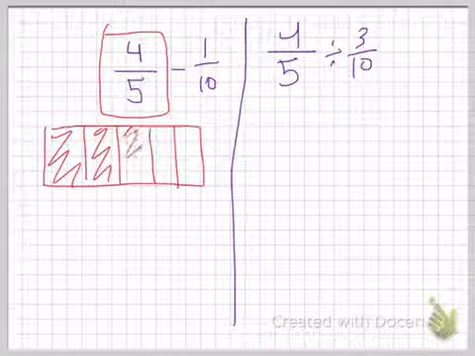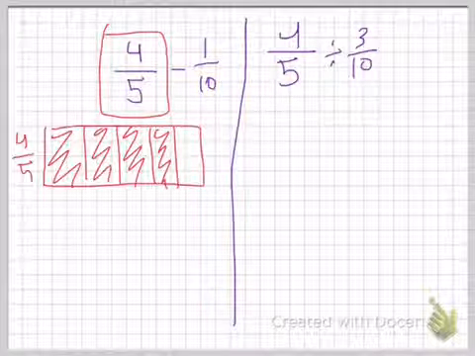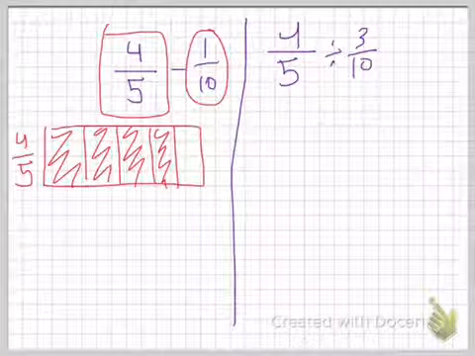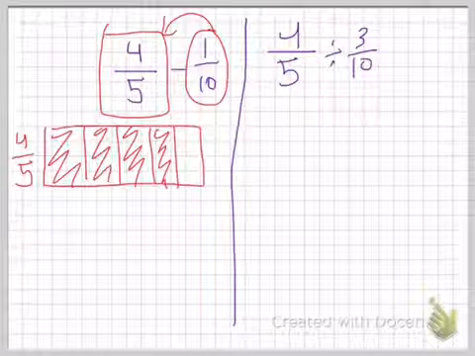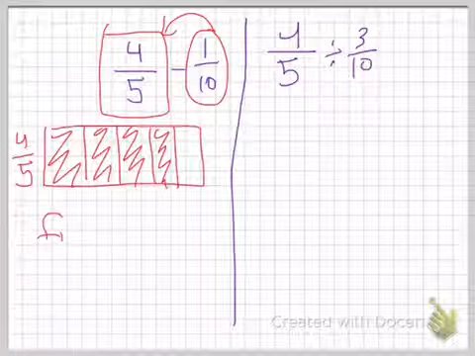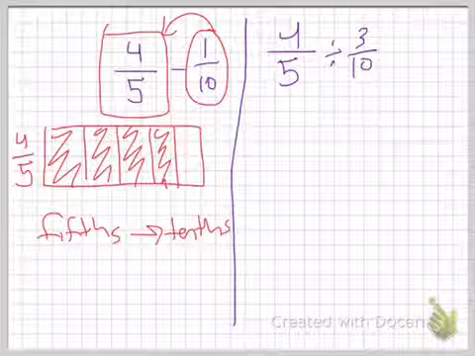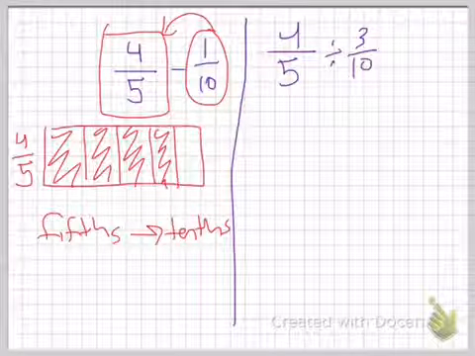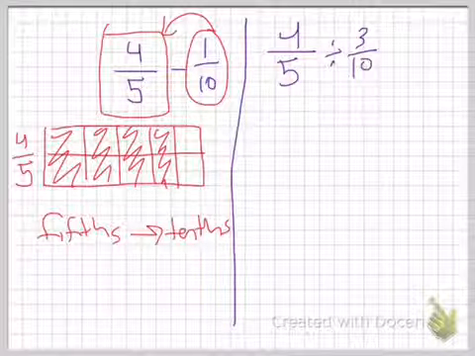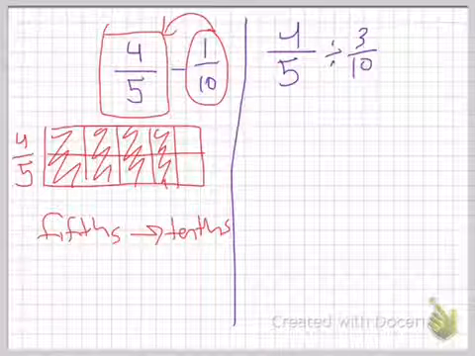1, 2, 3, 4. So this is my 4/5. And I'm just trying to figure out how many 1/10ths fit inside 4/5. So I need to turn my fifths into tenths. And I know I can do that pretty straightforward by just making a swoopy line right across, because now I have 1, 2, 3, 4, 5, 6, 7, 8, 9, 10, and now I have 10 pieces instead of just 5.